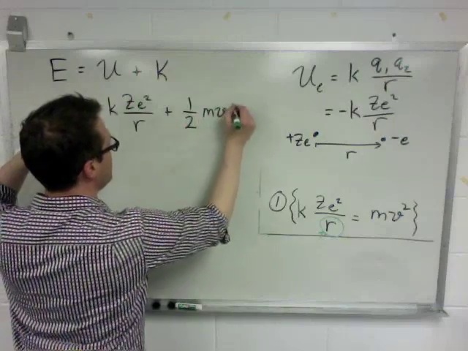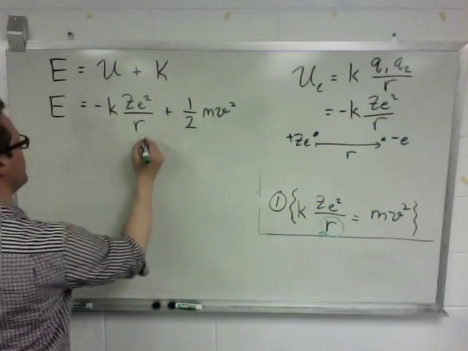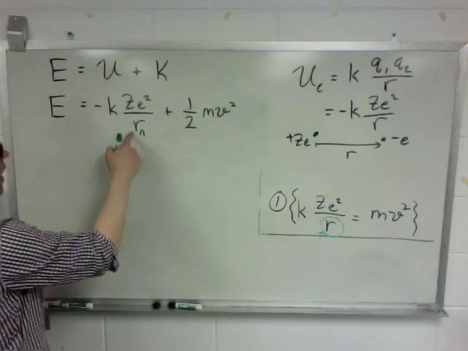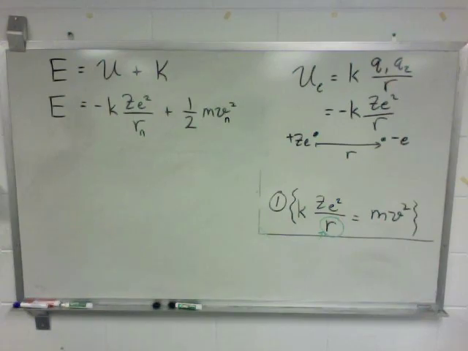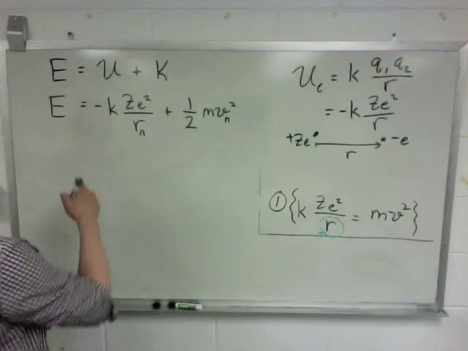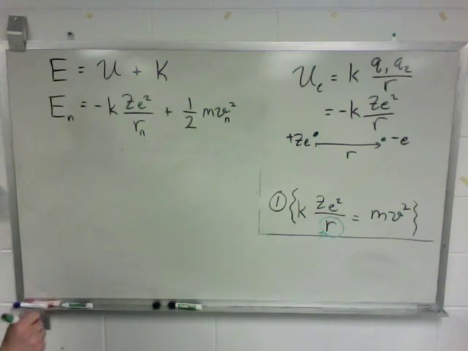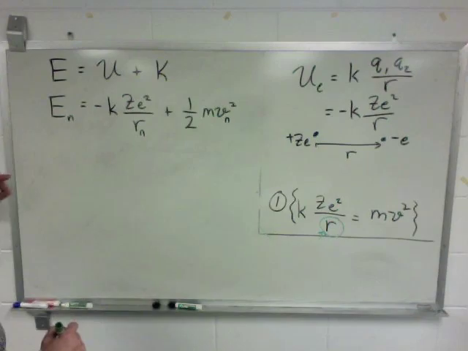It's 1/2 mv squared. But of course we have to bear in mind that only certain values of n, of R, and V are allowed. Those are my R sub n's and my V sub n's that I already derived. And so these are my E sub n. These are my allowed energy values for my electron.